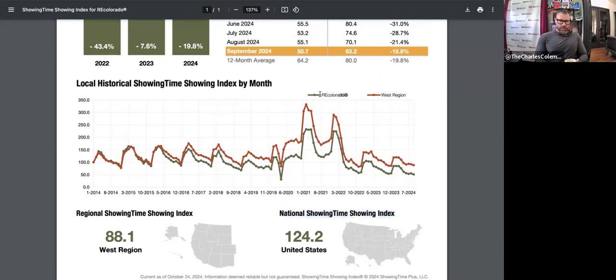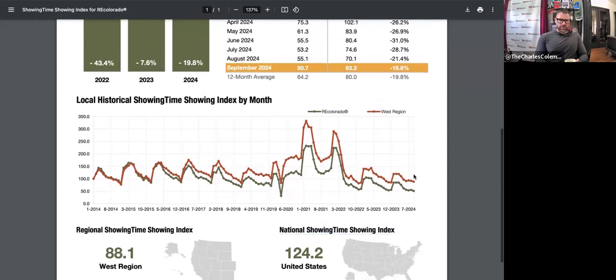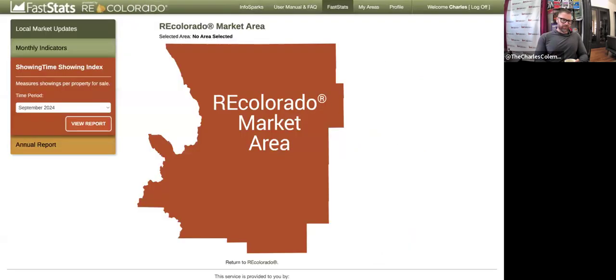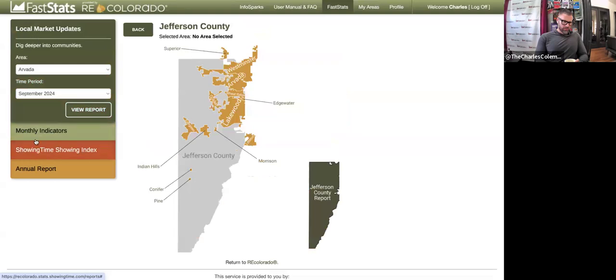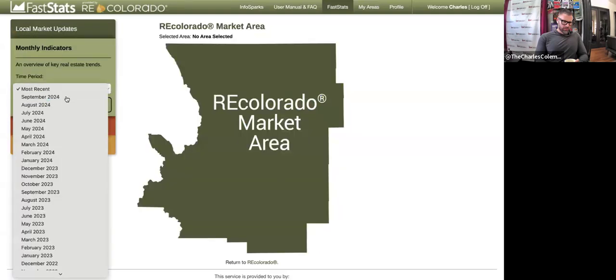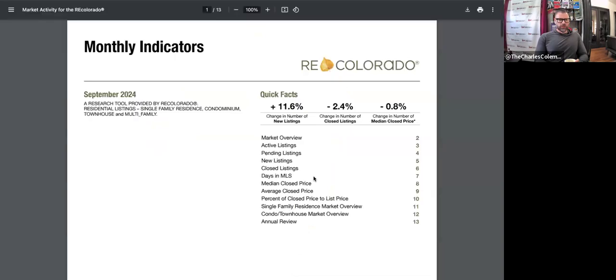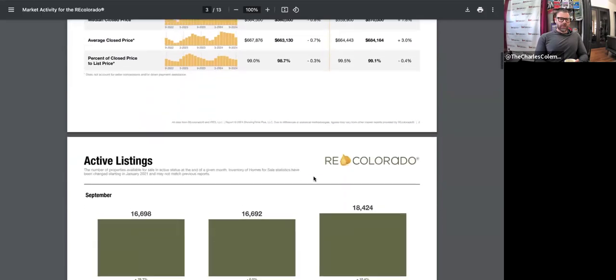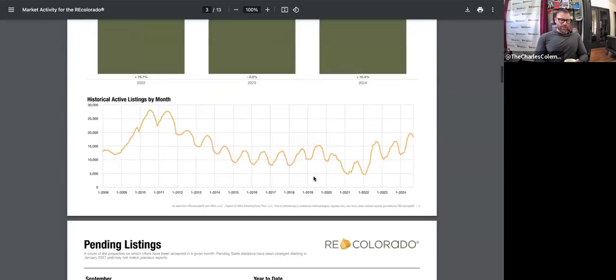Here's RE Colorado versus the West. And again, this is kind of where we're living, historical data, just kind of pushing through and saying, hey, this is the amount of showings that we're getting. So showings are moving. Another thing that we could go through, go back. Here's just your monthly indicators. So there's a lot of information here. This is all of RE Colorado, and it's pulling all the information.